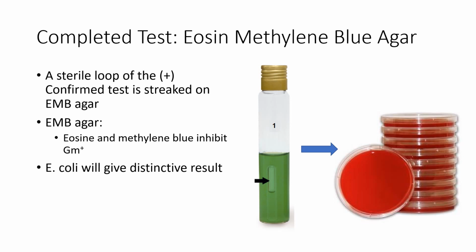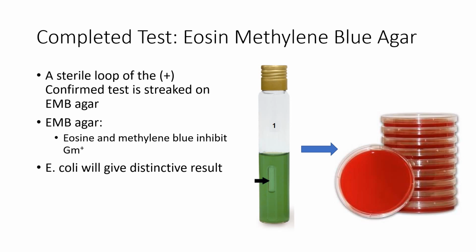So eosine methylene blue has two dyes, eosine and methylene blue. Eosine is red, so you've heard of eosinophils and stuff. So eosine is red, methylene blue is blue. Together they make kind of a purpley red. It's more red than purple, but still. Both of those dyes inhibit gram-positives from growing, so I still have a selective situation going on here, okay?